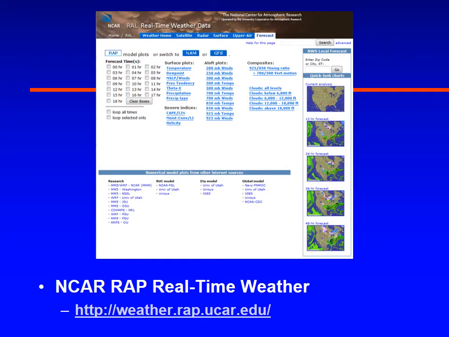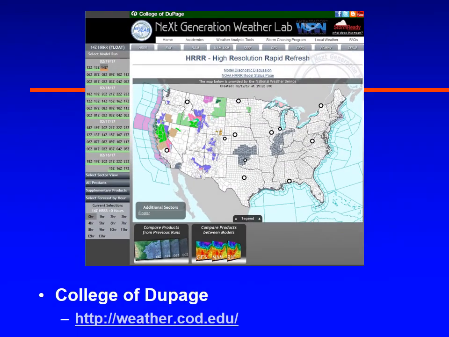Some places that take that model data from NCEP and plot that information for visualization are NCAR, the National Center for Atmospheric Research. They have an excellent web page, and they have 3 different models that you can look at. You can look at output from the RAP, you can look at guidance from the NAM, and then also from the GFS. The College of DuPage takes this information also, and they have a very good website that allows you to look at HRRR data, RAP data, NAM data, and also GFS. And I think they also have a link to the Euro.